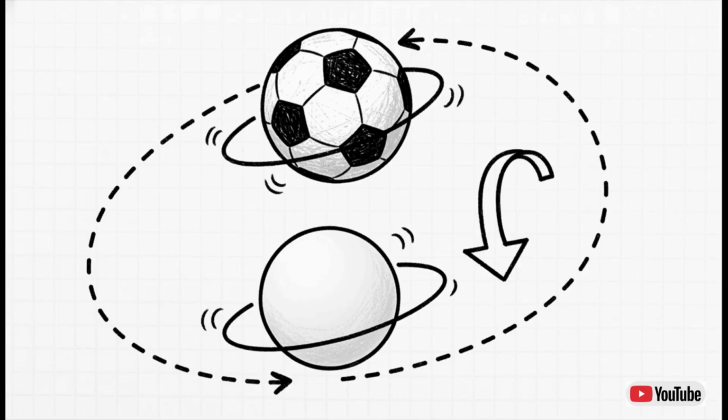Get this. It would actually curve in the opposite direction. The wrong way. I know, it sounds crazy, right? This is called the negative or inverse Magnus effect. Same kick, same spin, but a totally reversed curve. So what on earth is going on here?